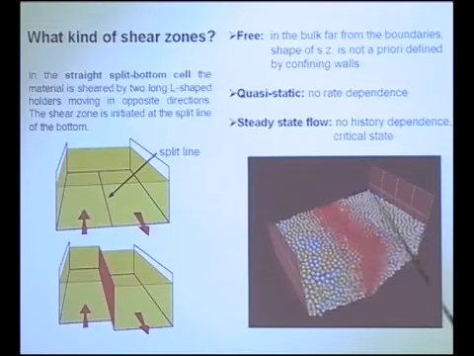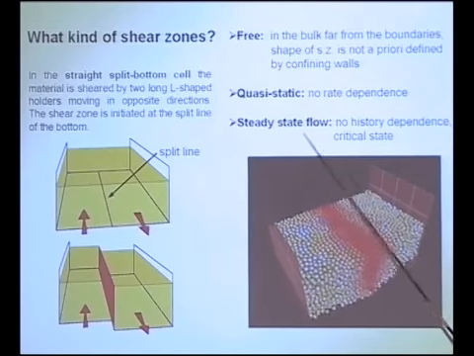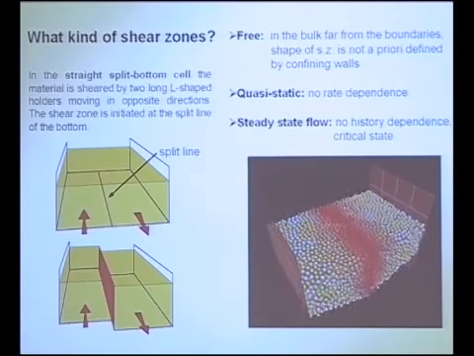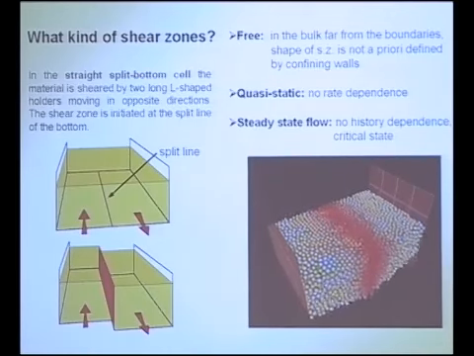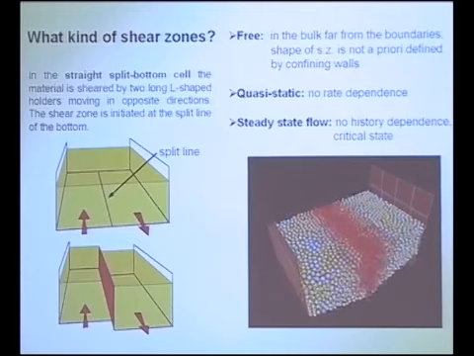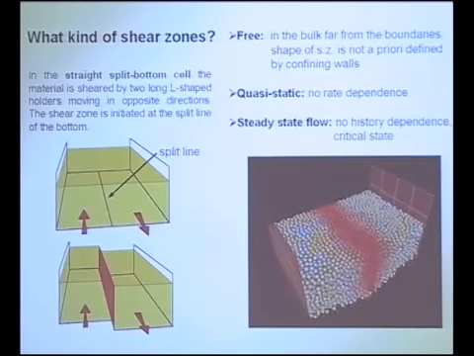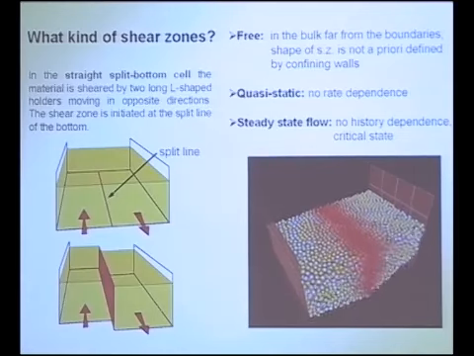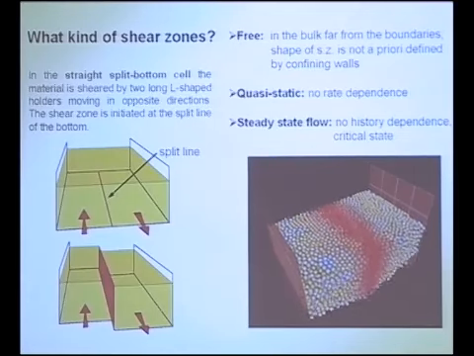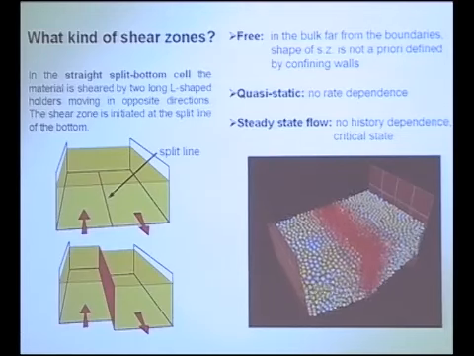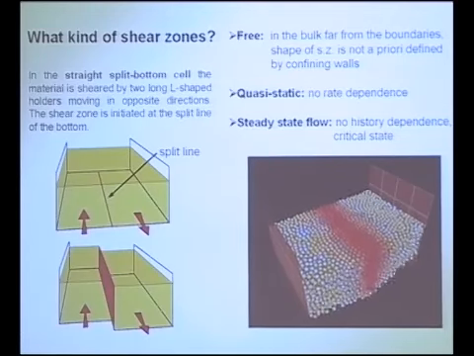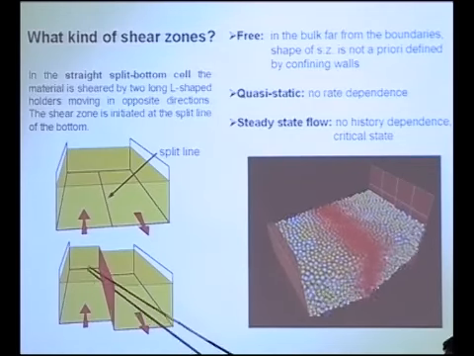It is important that the flow is quasi-static, so we have rate independence. It is also important because it makes the problem less complicated, that we have steady-state flow, so we don't have to worry about history dependence. Everything, the material, is in the critical state.